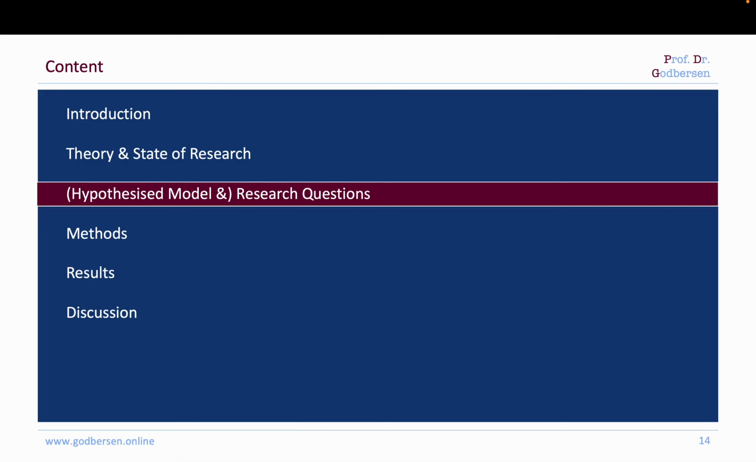It is my pleasure to welcome you to the crash course Quantitative Research Papers. This part is about the third section of a quantitative research paper. It is about the hypothesized model and the research questions. Of course, not always do you have a hypothesized model, but more often than not, you have.